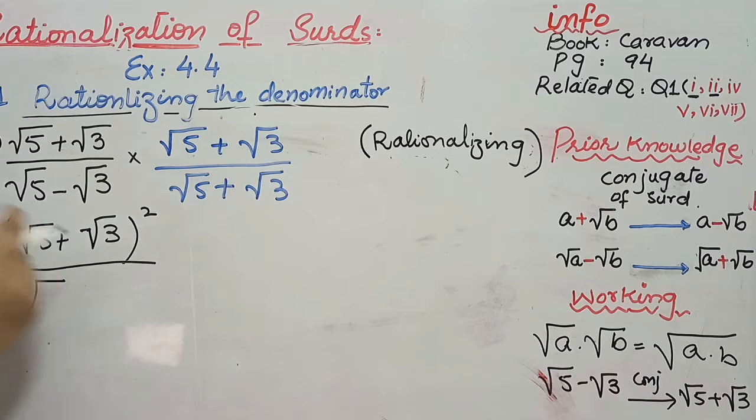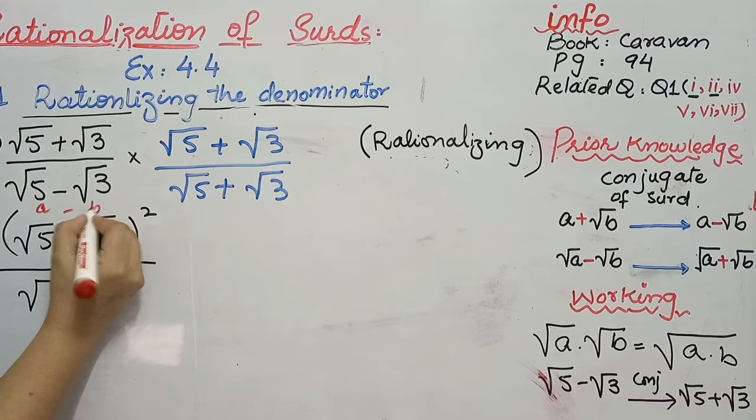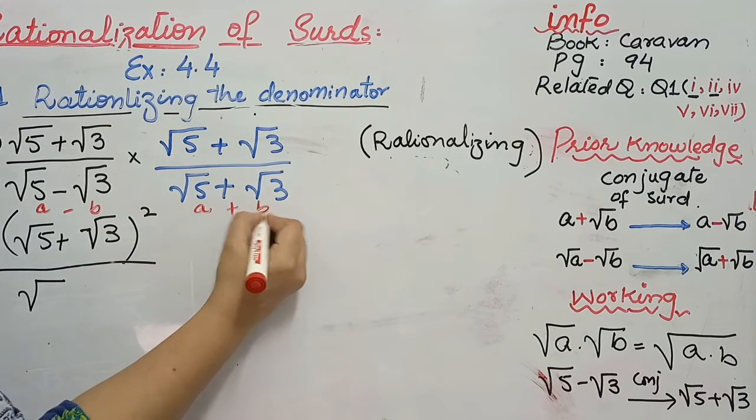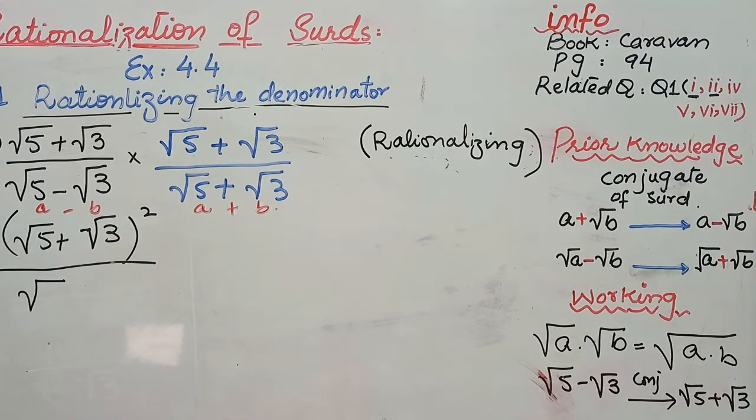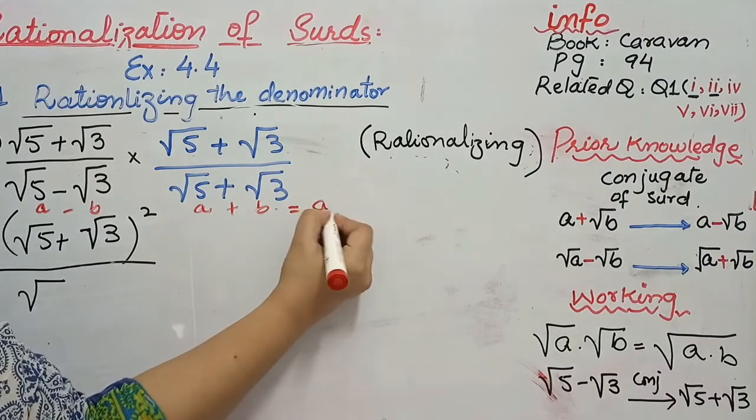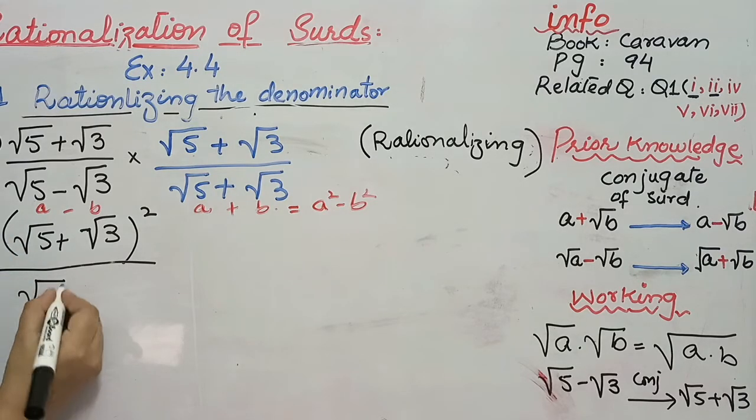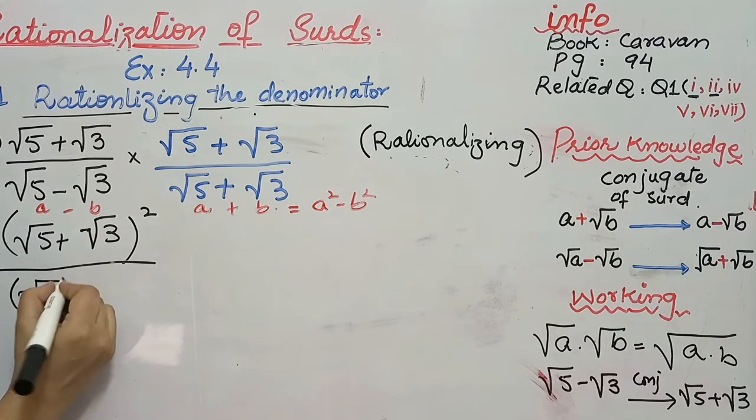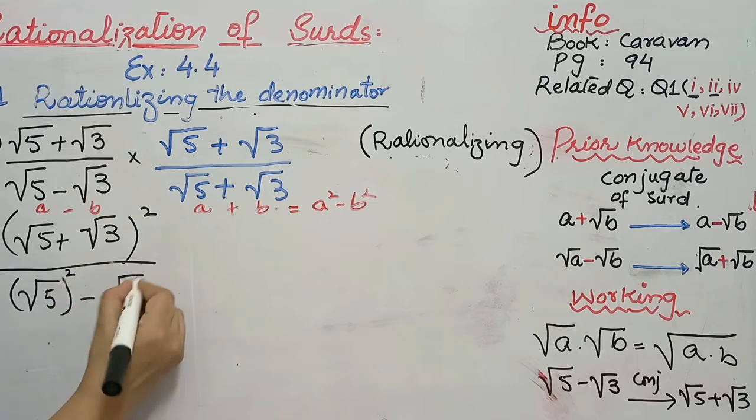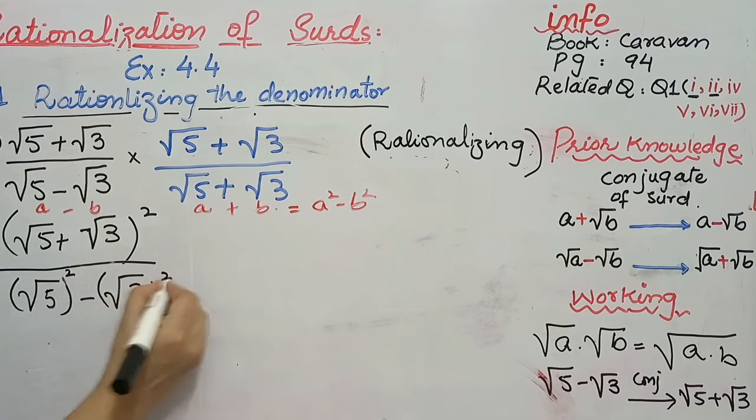Under root 5 minus under root 3 is a minus b and this is a plus b, and this is equal to a minus b into a plus b, which is equal to a square minus b square. So it will be a square, under root 5 whole square, minus under root 3 whole square.